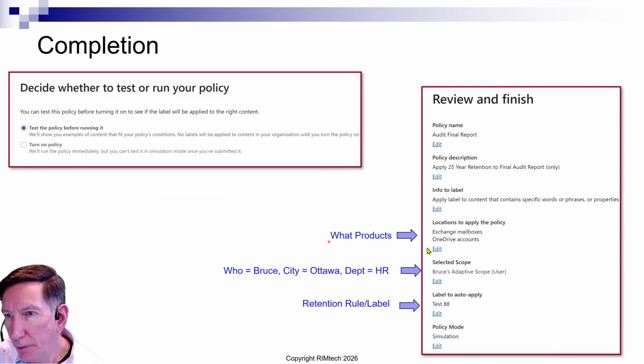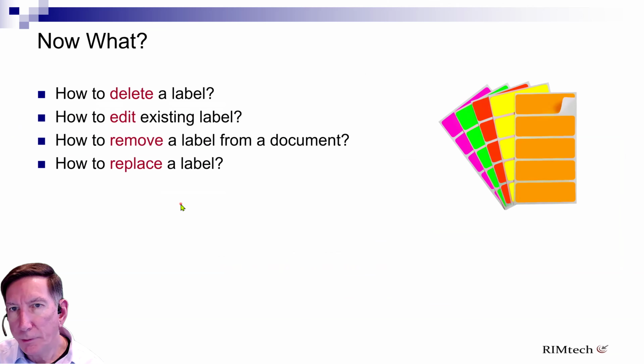The wizard displays this. And you can see here in this example, I have this retention rule, this label, will be applied to Exchange and OneDrive. Those are the products. I use an adaptive scope. So it'll only be, in this case, for Exchange user Bruce, who happens to be in Ottawa and the department is HR. And the retention rule or label that I'm applying is test 88, okay? That's basically how it works.